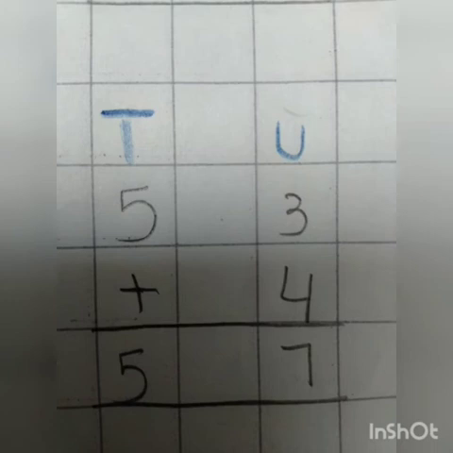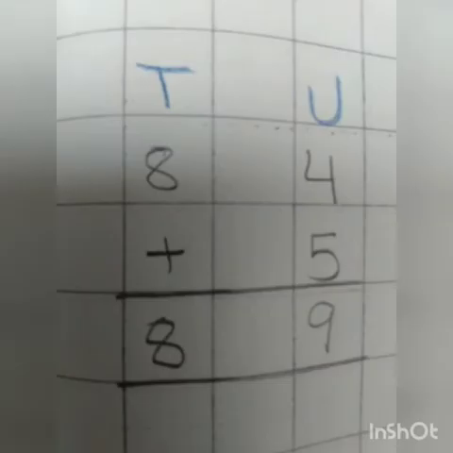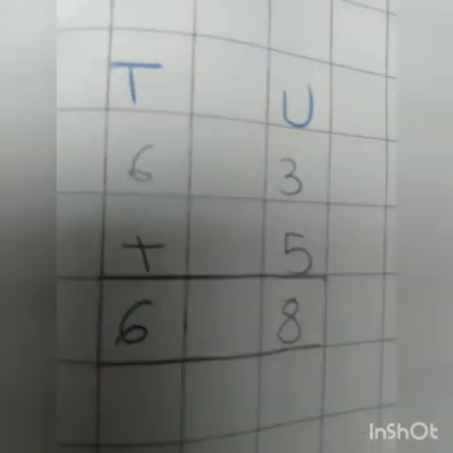Now look at alphabet D. You have all done this. You will do this in your book, but I have solved it in the copy. Now 84 plus 5. 4 plus 5. We have to add 5 with 4. 5 plus 4 is 9 and 8 will come as it is. So the answer will be 89.